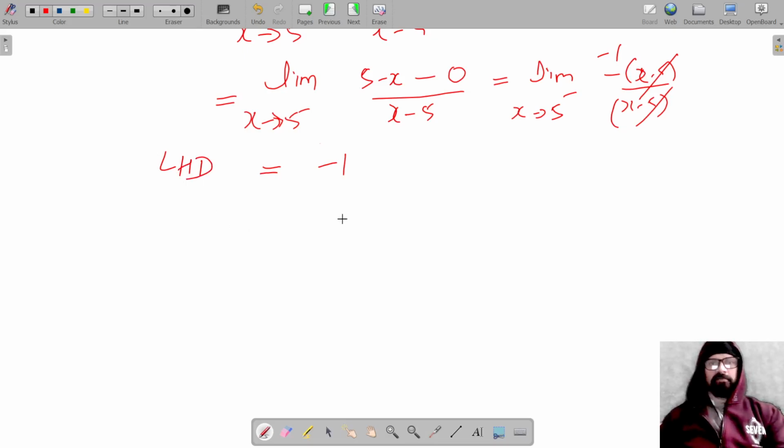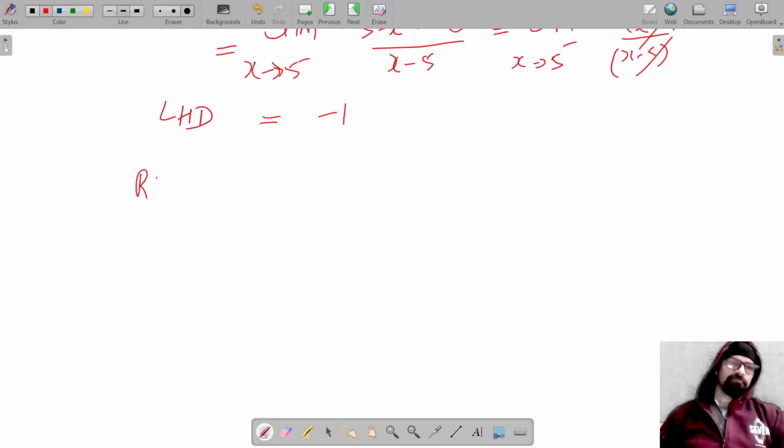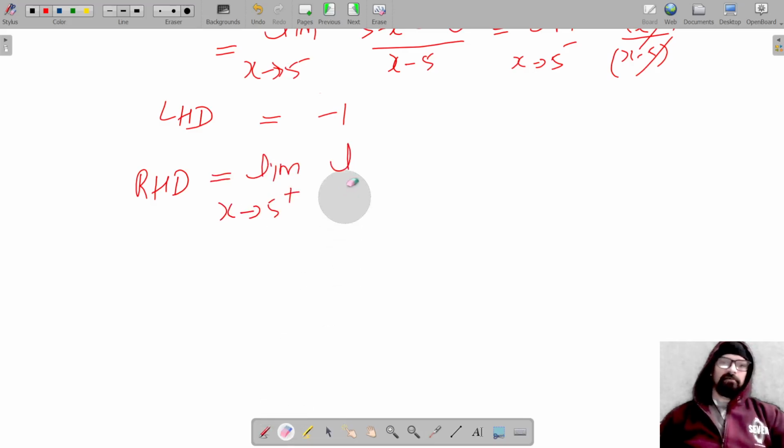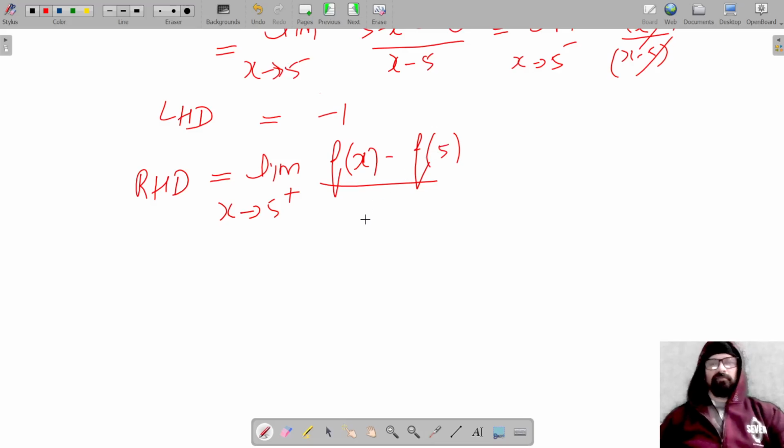Okay, now let's find out the right-hand derivative. The right-hand derivative will be written as limit x tends to 5 positive, and here it will be f of x minus f of a, which is f of 5, upon x minus a, which is x minus 5.